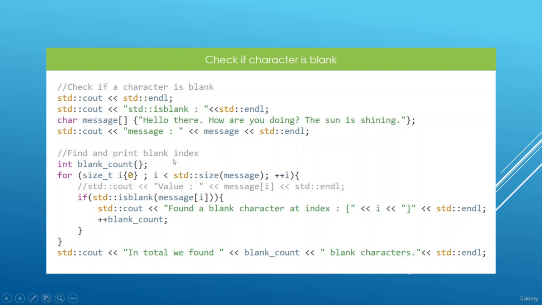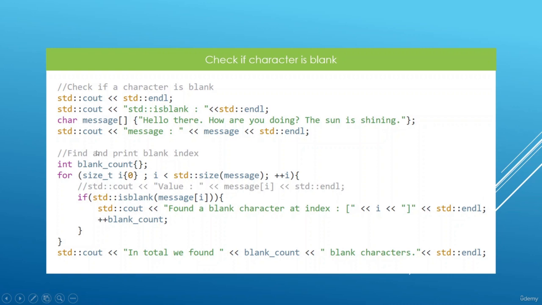We can use std::size again because this is a raw array, a static array, and we can use std::size. It is going to give us how many characters we have in this array. You already know this. And if we get inside, we are going to check to see if the current character is a blank. If it is, we're going to print that out, and we're going to increment our blank count.